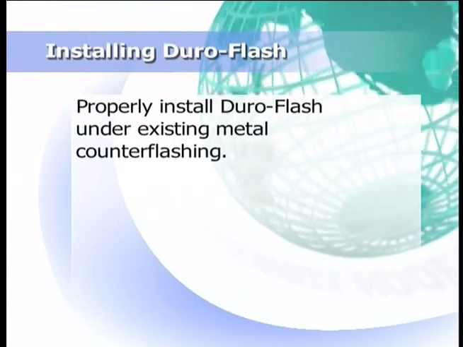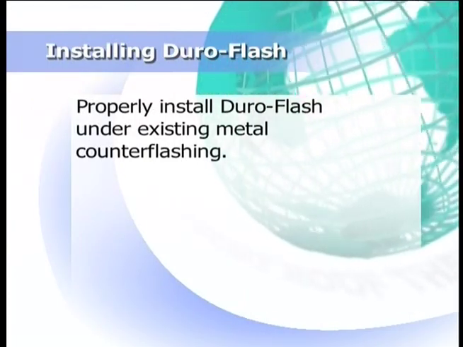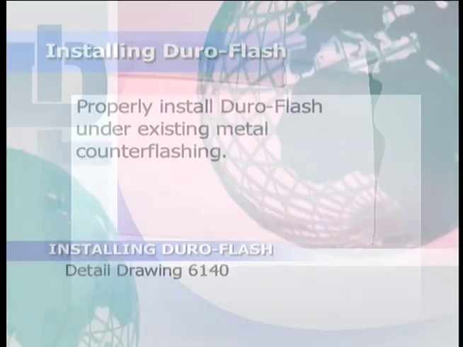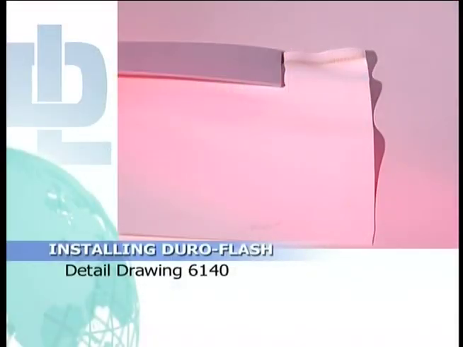This video clip will demonstrate the proper method for installing Duro-Flash as a termination under existing metal counterflashing. Duro-Flash is fabricated from a 1/8 inch by 3-inch flexible vinyl product with a 6-inch Duro-Last membrane skirt. Refer to detail drawing 6140 in the specification manual.